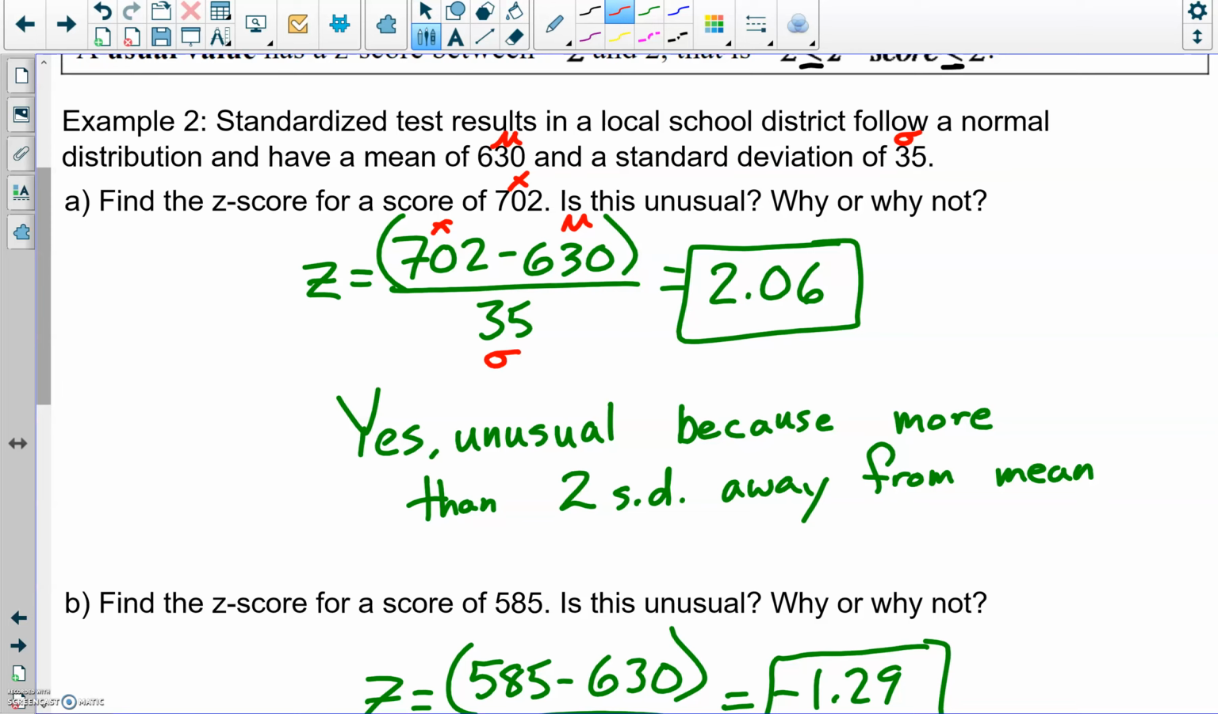I encourage you to put parentheses around the numerator if you're doing this in a calculator, because if you don't, you'll get the wrong answer. Your calculator will think you just want 702 minus 630 divided by 35, not 702 minus 630 then divided by 35. So be careful with that. Put parentheses if you're typing this all in your calculator at once to ensure you get the right answer. And it'll be 2.06. So that tells me that I am 2.06 standard deviations away from the mean on the positive side, so going out to the right. That is unusual because it's more than 2 standard deviations away.